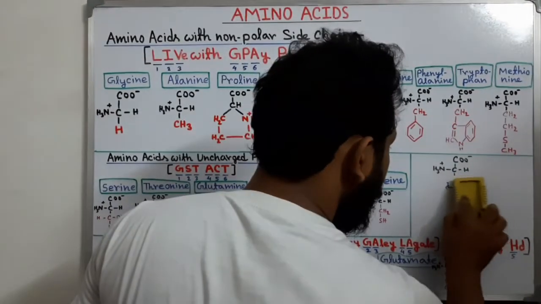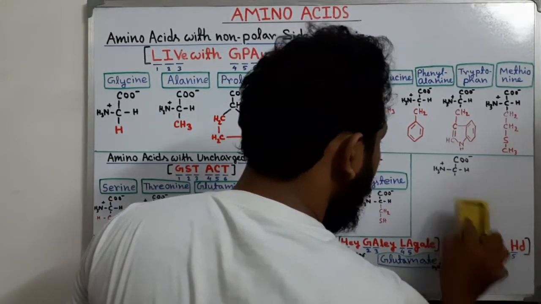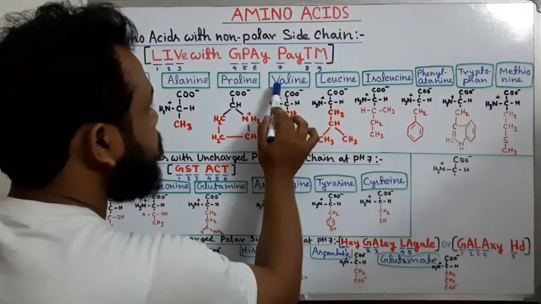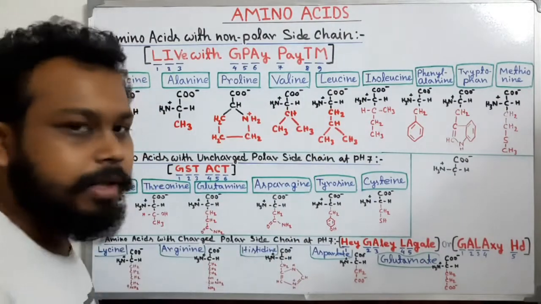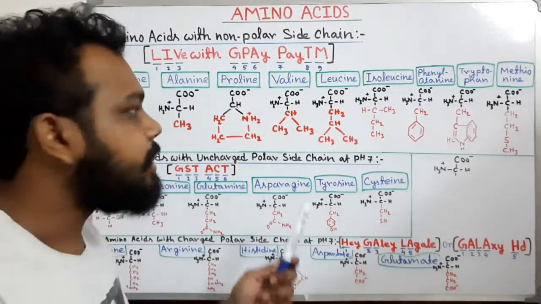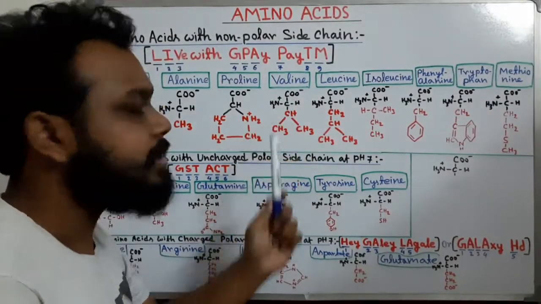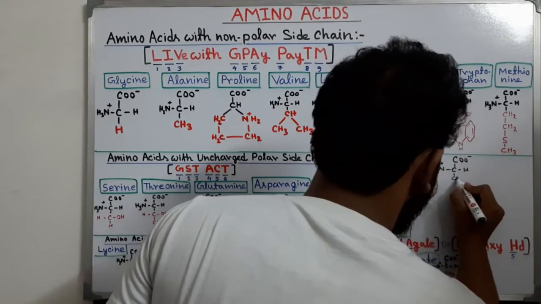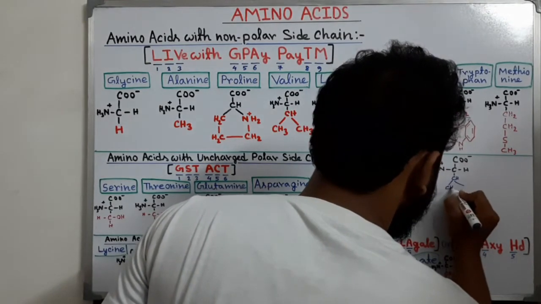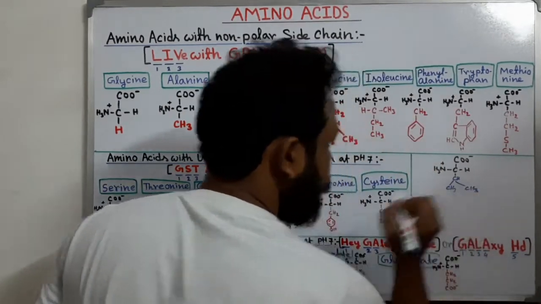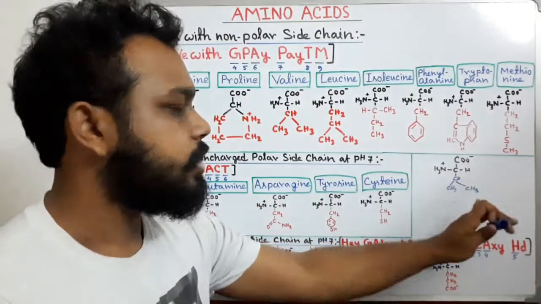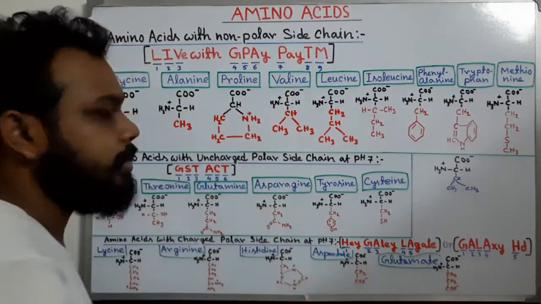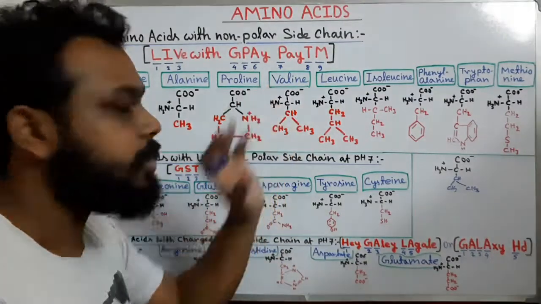The next one is the structure of valine. Valine, whose first letter is V. We have to remember that the side chain of valine is a V shape. So we draw the V-shaped structure: CH and CH3, CH3. You draw a V-shaped structure in the opposite direction. In this way we can remember the structure of valine.